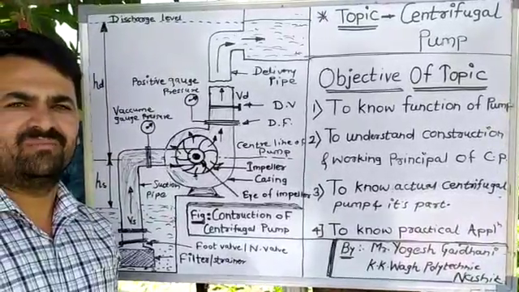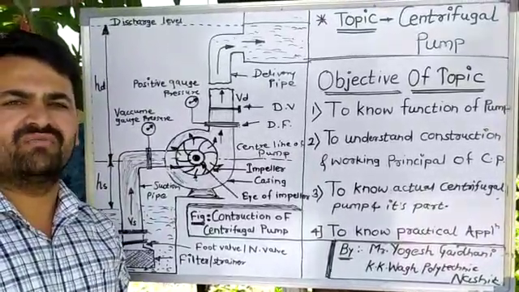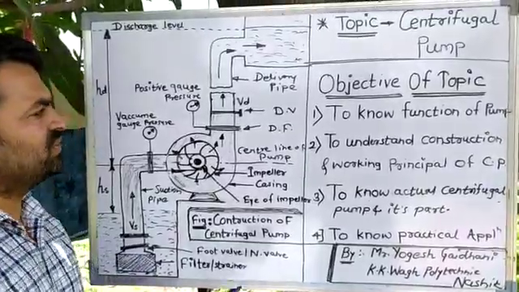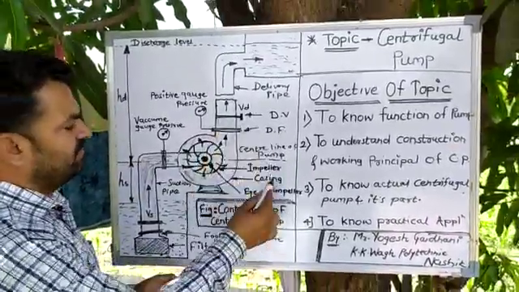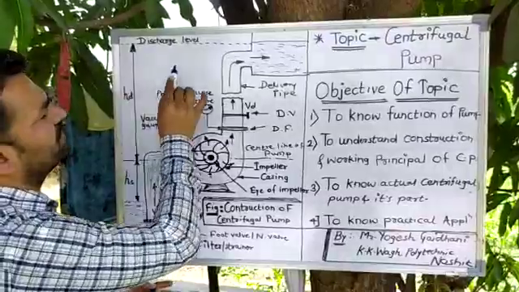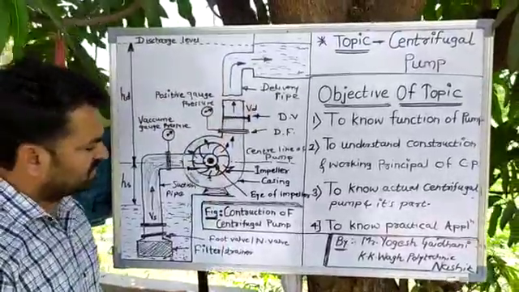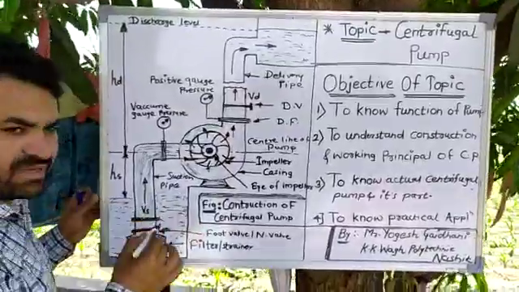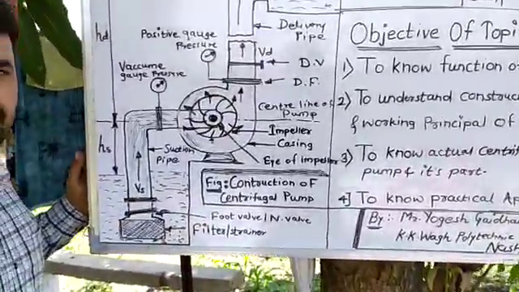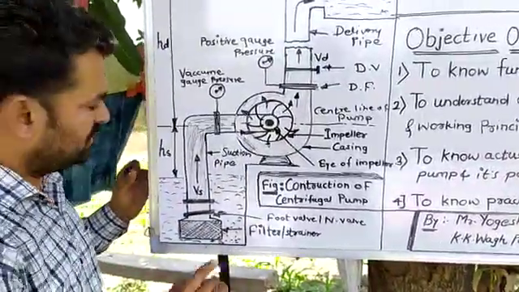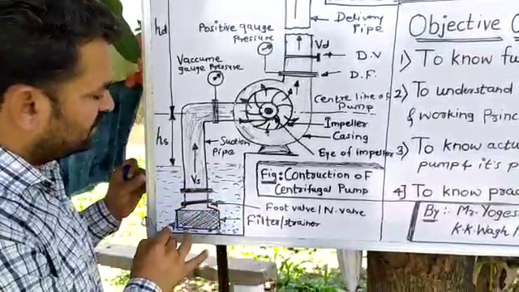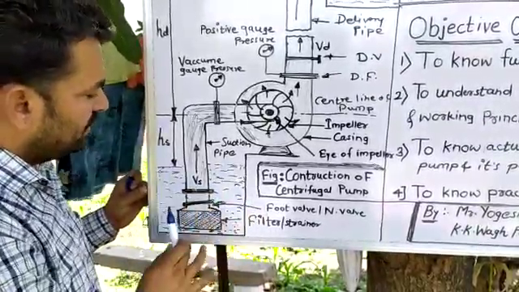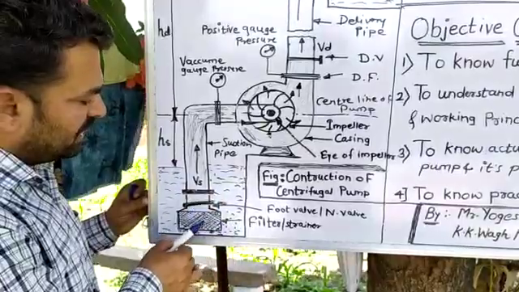Now we move towards construction and working of centrifugal pump. So here is the diagram in front of you. This is a diagram of centrifugal pump. So we start from the bottom side. See here is the water available. Just as we have seen water which was available in the well at the lower level, so assume this is the water in the well.